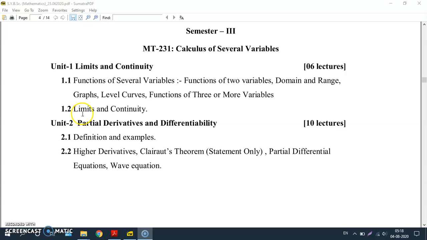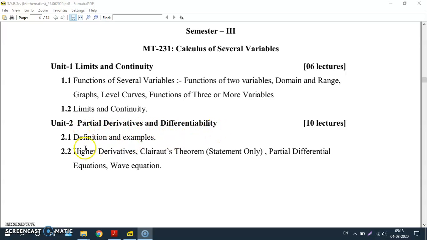In 1.2, we will see limit and continuity. Limit means at a particular point whether a function has a limit or not, that we will investigate, and the continuity of the function, whether the function is continuous at a given point or a given region or not, that we will investigate. In unit 2, we will talk about partial derivatives and differentiability.